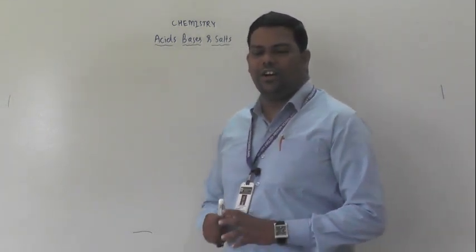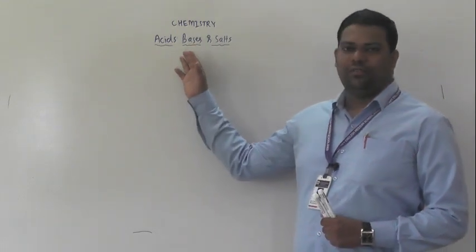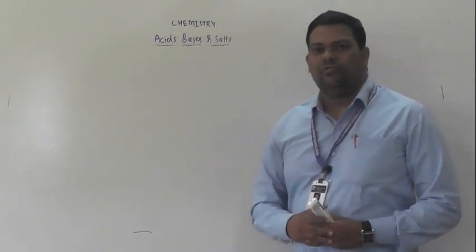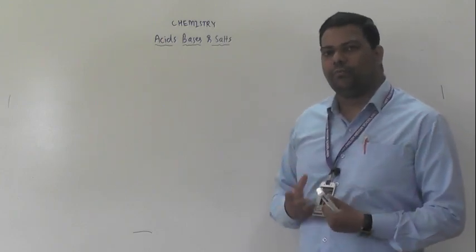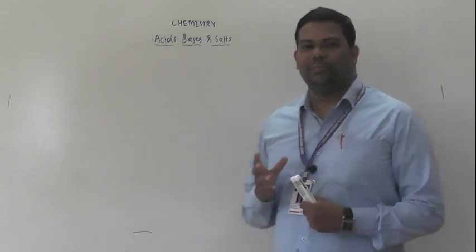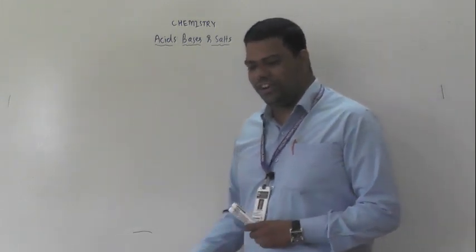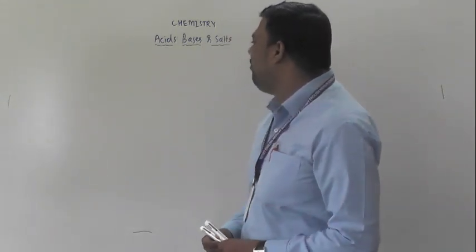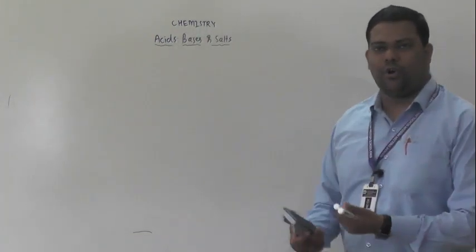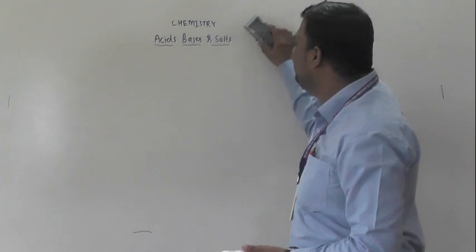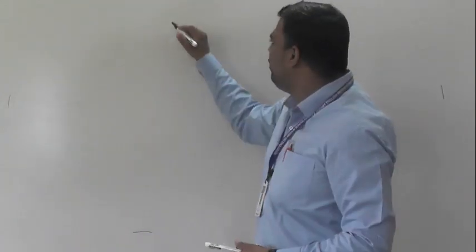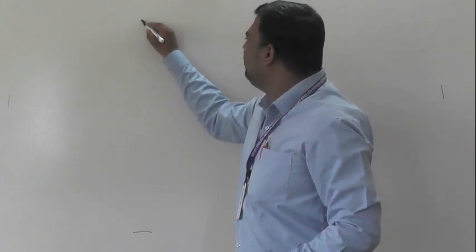Now see here, we are going to discuss from our chemistry, that is acids, bases and salts. We are continuing with our next point. That next point is classification of acids. So we will move towards our next point, classification of acids. In the classification of acids, see here, what we have to discuss mainly.